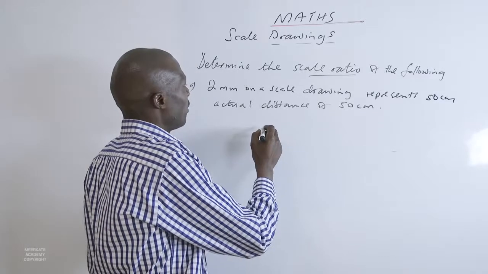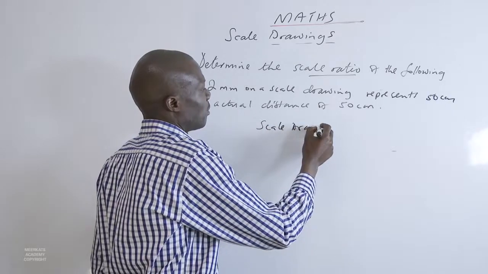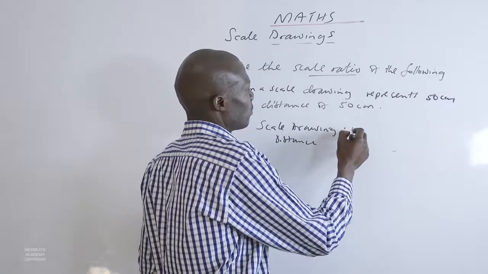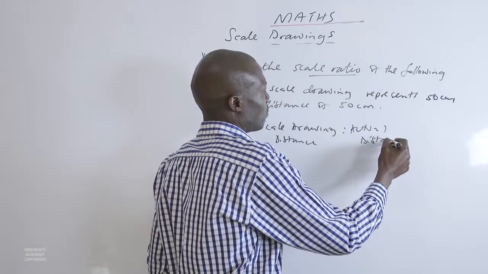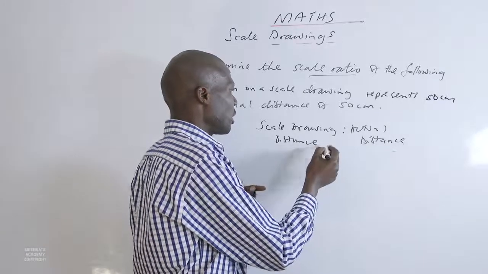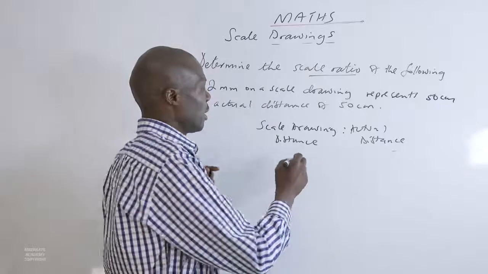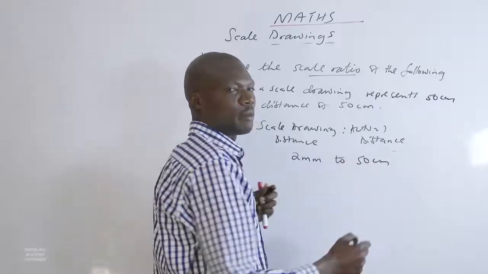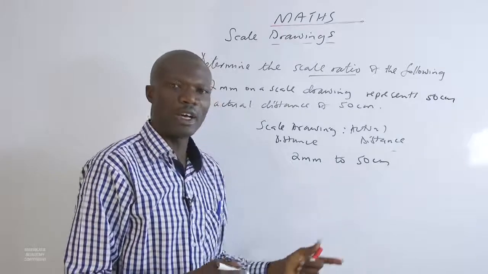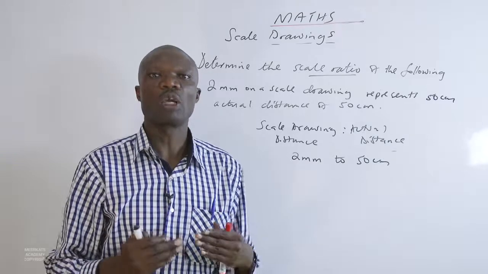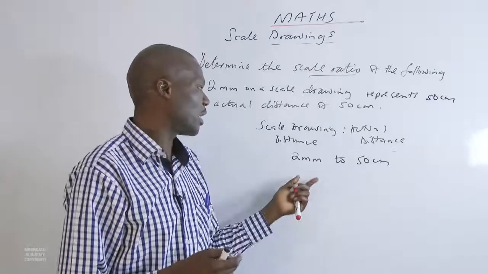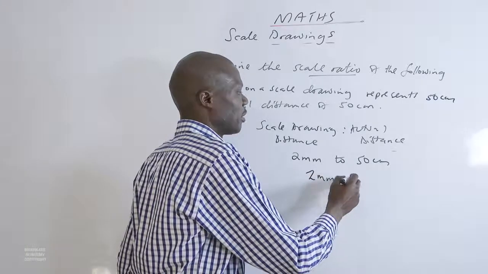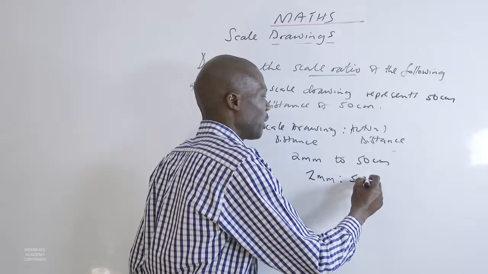Ratio is given by scale drawing distance to actual distance. If you are to do that, what is the scale drawing distance here? It is 2 millimeters. And what is the actual distance here? It is 50 centimeters. We cannot have the scale without converting everything into the same units. So if we must have the same units, we convert the 50 centimeters into millimeters, and you'll find that this will be 2 millimeters to 50 times 10, which is 500 millimeters.